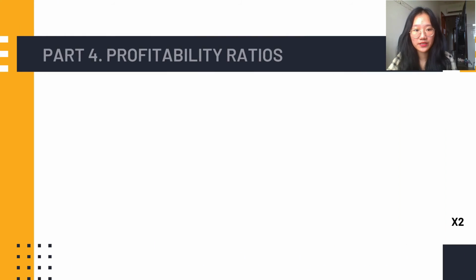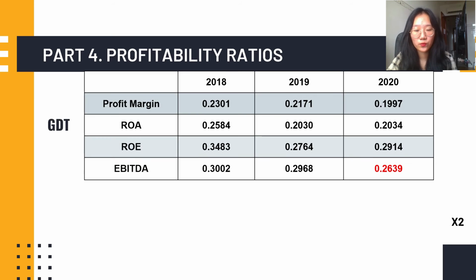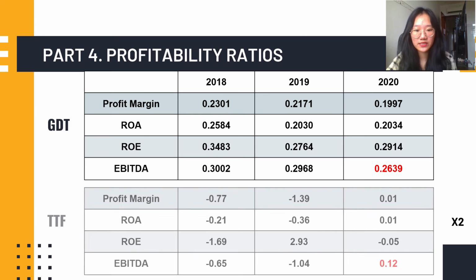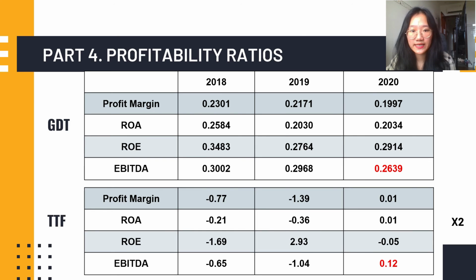So the next part is to compare GDT to TTF. When we compare the figures in Trường Thành joint stock company, it is worth noticing that the figures in GDT are comparatively higher than that of TTF. In particular, in 2018 and 2019, the profit margin of GDT is over 0.23 and 0.21, whereas the figures of TTF are only minus 0.37 and minus 1.39.